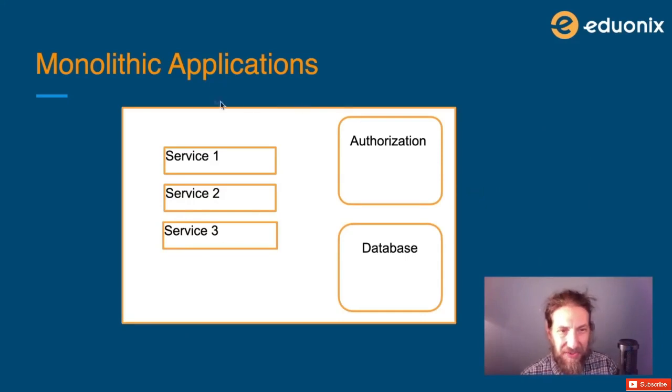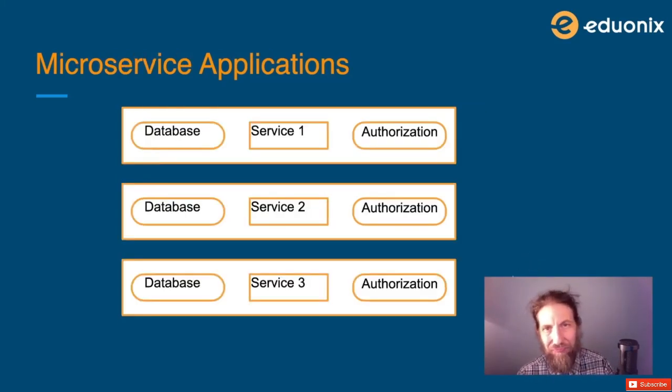So this represents a monolithic application where everything is part of the same group. We have our authorization middleware, a collection of different services, and our database, all as part of the same application. So it's easy for these services to access the same data and use the same middleware. And it's very easy to understand what's going on inside of the application.